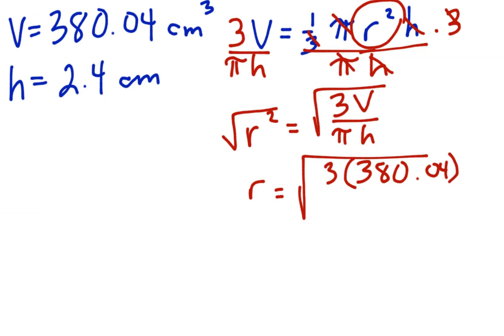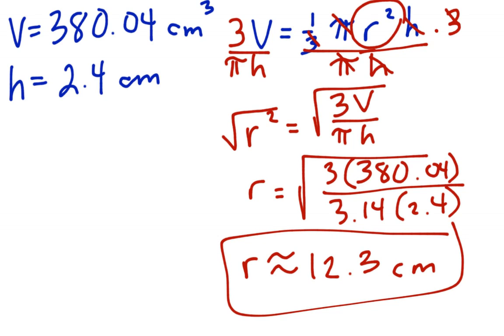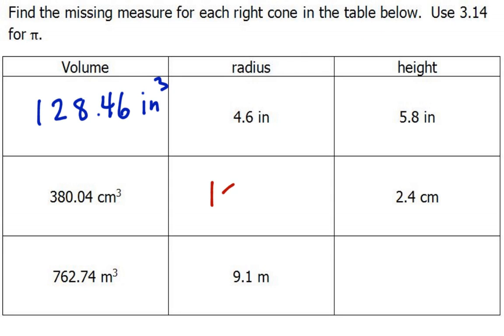380.04. And that's all over pi, which is 3.14, times 2.4. And the rest is calculator work. And I'm getting approximately 12.3. Well, in my calculator, I need to enter my units, centimeters, and I'm done. So R was 12 centimeters, and I've done that problem.